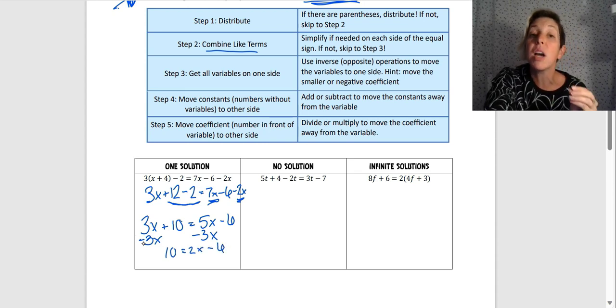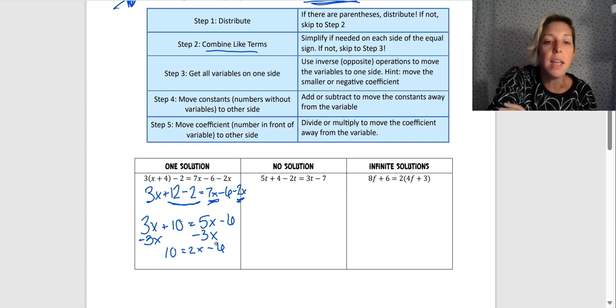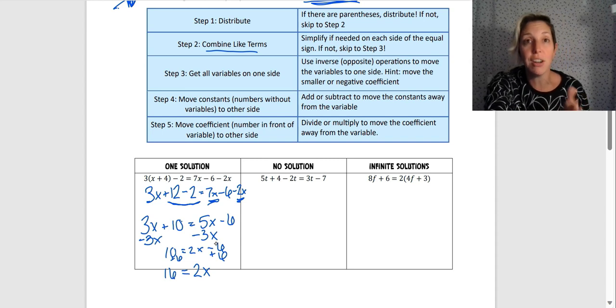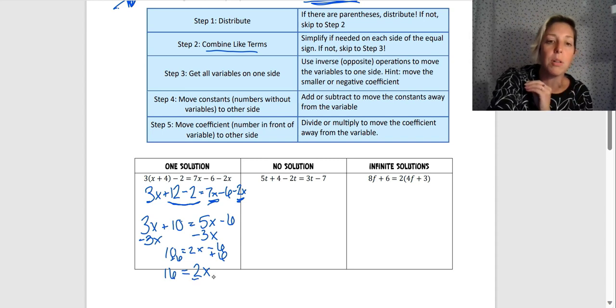Step 4, we move the constants. Constants are numbers that are by themselves, no variable. Inverse would be to add 6 to each side. So 16 equals 2x. Step 5, you move the coefficient or the number in front of the variable.